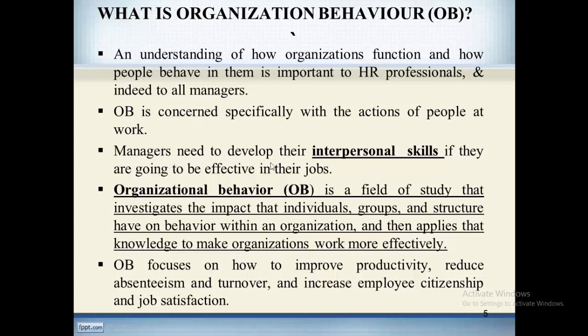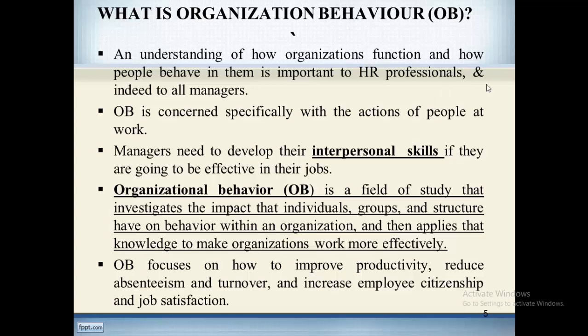The managers need to develop their interpersonal skills if they are going to be effective in their jobs. So this is very important for managers to improve their interpersonal skills. They should know how to deal with the people. They should know how to treat the people. They should know how to judge the people.